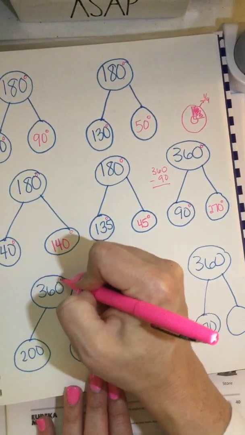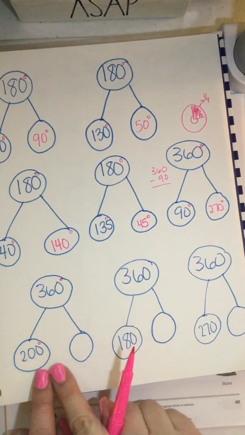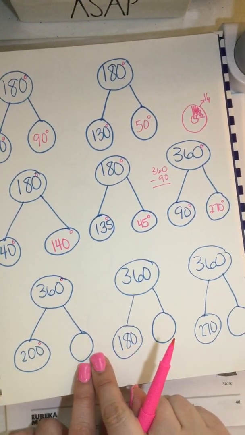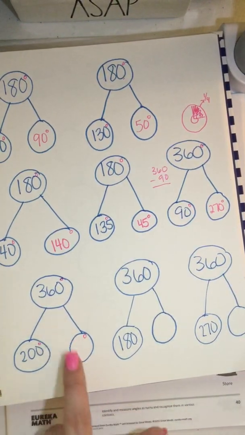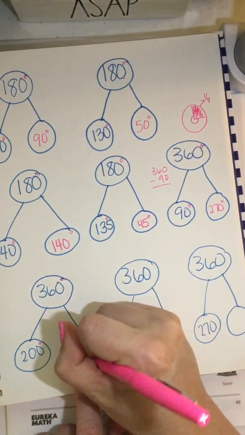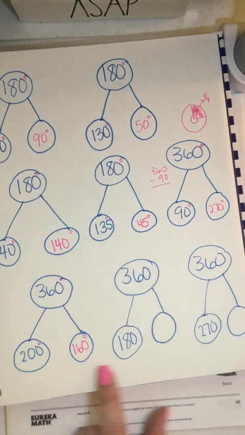All right, I have 360 degrees, part of 360 degrees is 200. How much do I have? How much more do I need to make that 360 degrees? The correct answer is 160 degrees.